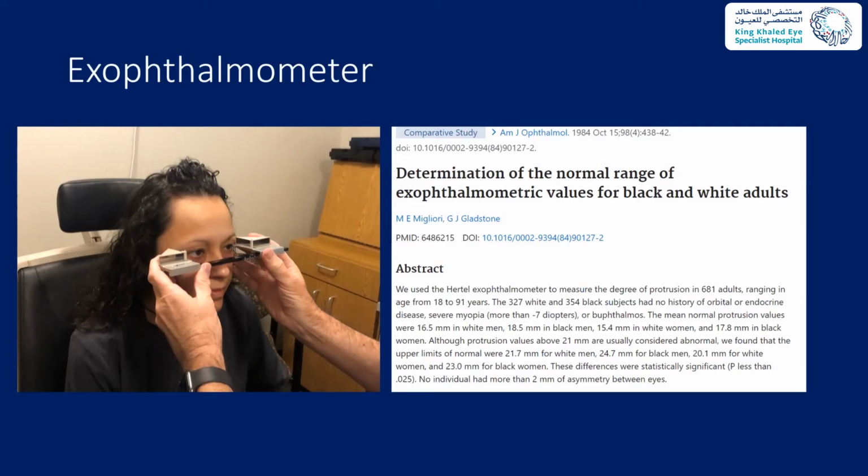In general, measurements between the two eyes should be equal. If the measurements are different by 2 millimeters or more, the patient should undergo additional evaluation. The upper range of normal varies by race and is about 20 to 22 millimeters for whites and 23 to 24 millimeters for blacks, and so does vary by population.